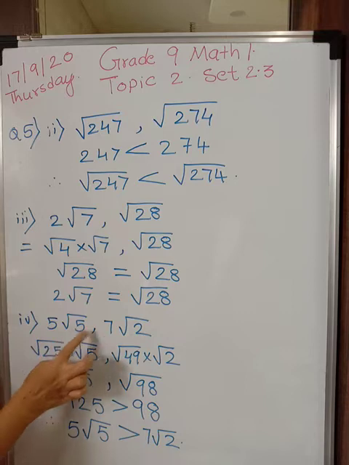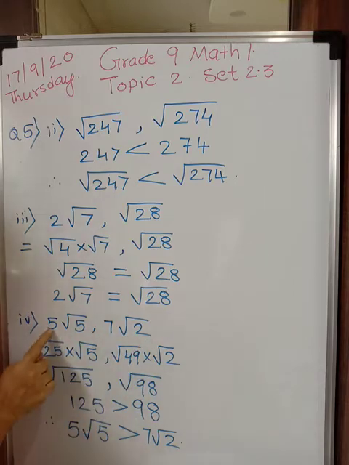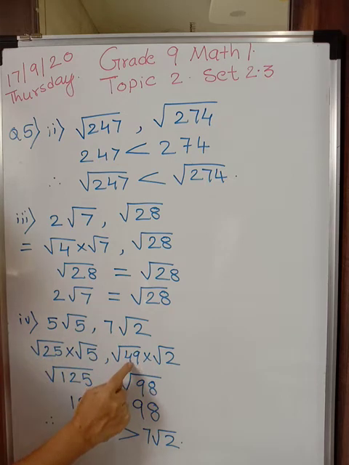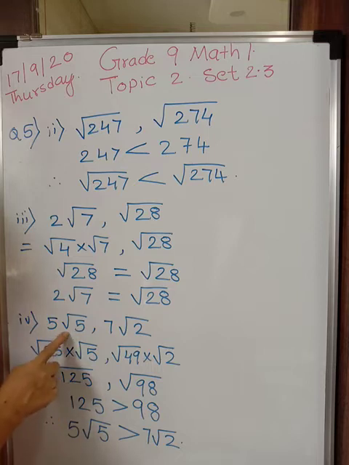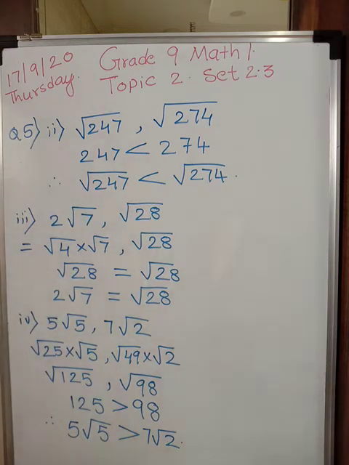So please write the surds every time and then put whatever sign you are getting. Now see 5 root 5 and 7 root 2. Take the square of this, 25, put it under the square root, into 5. So this is root 125. 7 square is 49. 49 into 2, this will be root 98. Now compare: 125 is greater than 98 and therefore root 125 will obviously be greater than root 98. But we want to compare surds. This is as good as this. So 5 root 5 is greater than 7 root 2. Is it clear? Okay, let's go for the next.